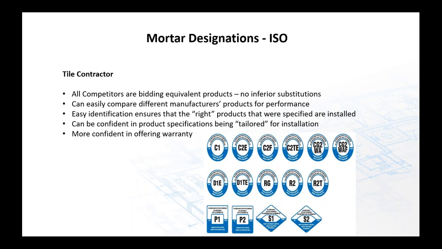Again, why mortar designations? Well, one thing, if you're trying to compare products, it really makes it a lot easier. You can bid equivalents by just checking whether it's a C2, FTE, and really get down to the actual use of the material and how it can be beneficial. You can do a good job of comparing them much easier than in the past. Be confident that the specifications or the product that you're using is really tailored or geared towards the installation that you're specifically trying to do. And you'd be a lot more confident in offering a warranty because you know that the system's all compatible.